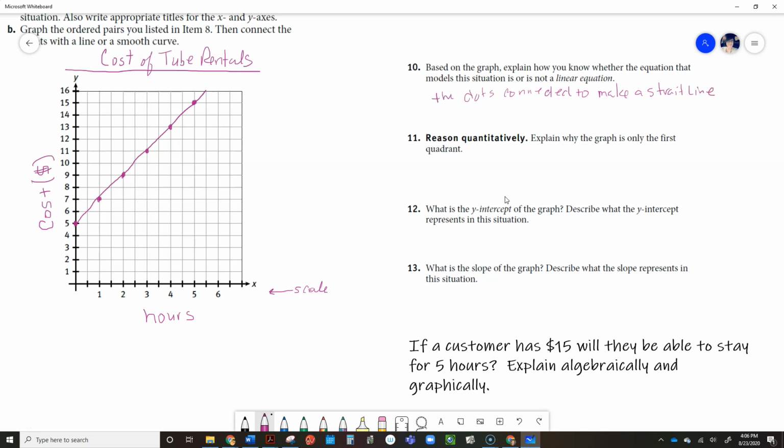Explain why the graph is only in the first quadrant. Well, what's over here in quadrant number 2? We would have negative hours and positive costs because we have negative X values. What's in quadrant 3? Negative X values and negative Y values. So negative hours and negative cost. Negative hours and negative costs do not apply in this problem.